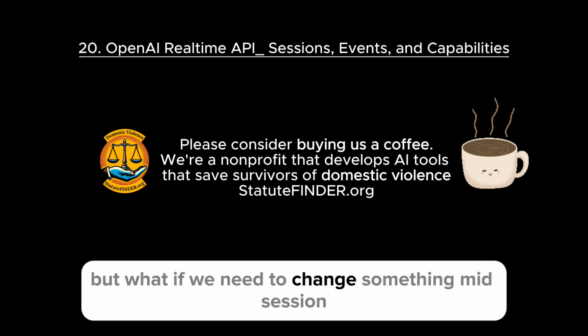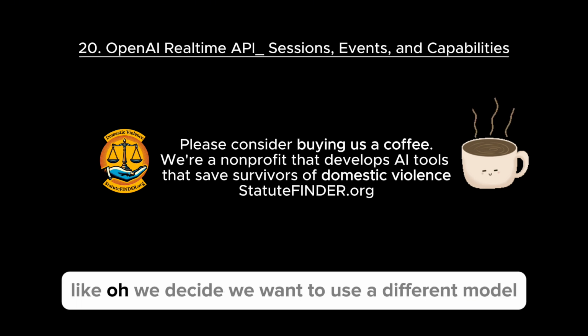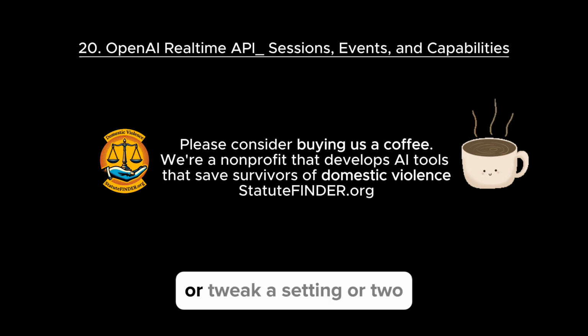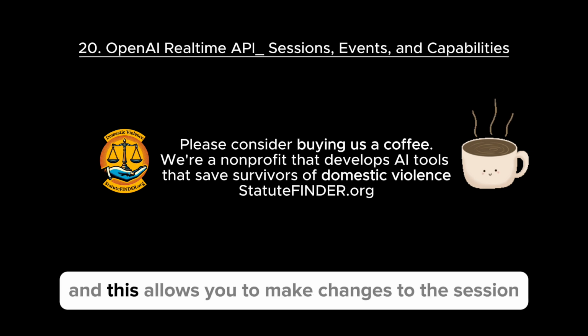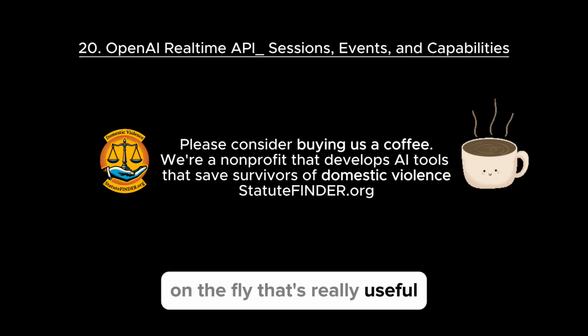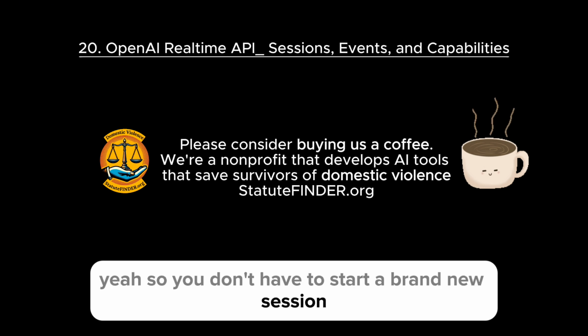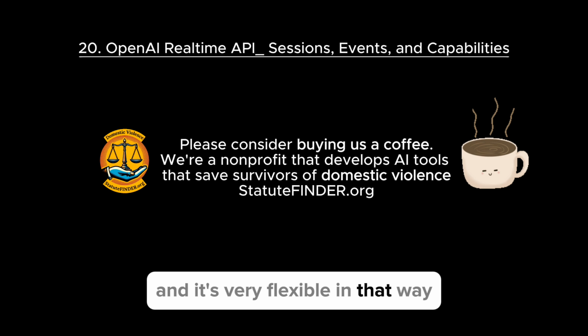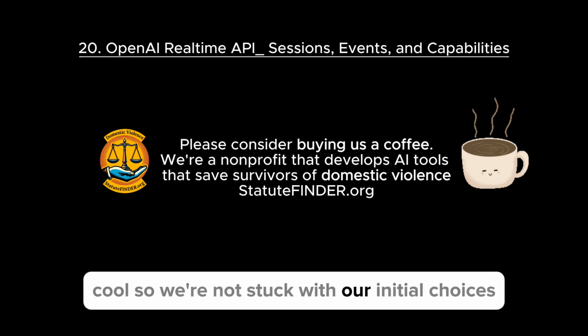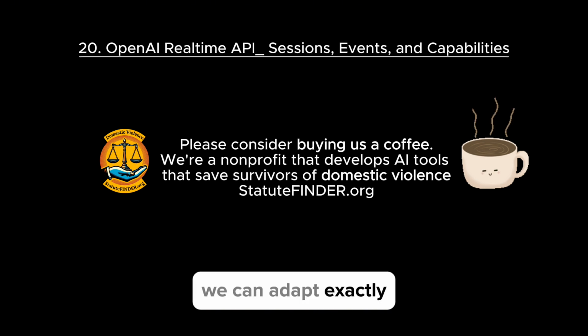But what if we need to change something mid-session? Like, we decide we want to use a different model or tweak a setting or two. How do we do that? Right. So for that, we have session.update. And this allows you to make changes to the session on the fly. That's really useful. So you don't have to start a brand new session. You can just update it. And it's very flexible in that way. So we're not stuck with our initial choices. We can adapt. Exactly.